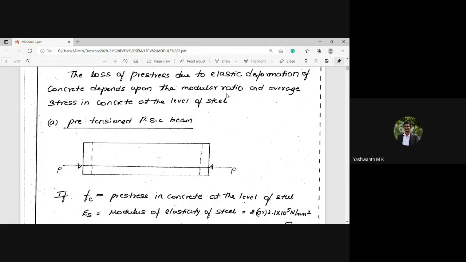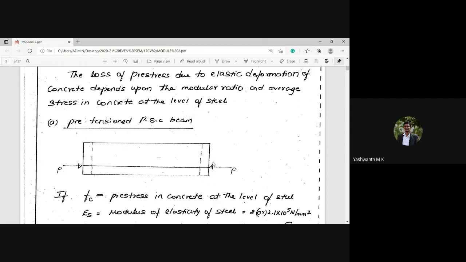Please note down, this is very important. That's why it is called elastic deformation. When the concrete is subjected to external load, that is stress, it will undergo certain deformation, that is, a change in length. That is what you measure as strain. Whatever strain happens due to the effect of stress will be within the elastic range. That's why it is called elastic deformation of concrete. Is it clear? So this is regarding elastic deformation.